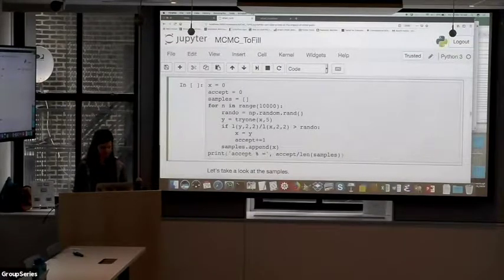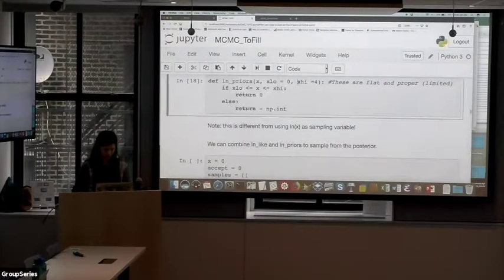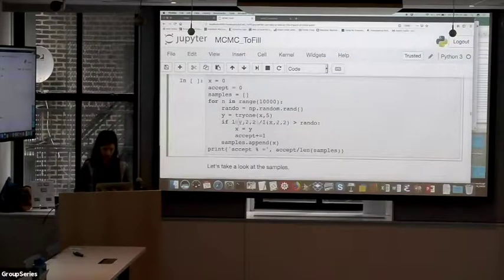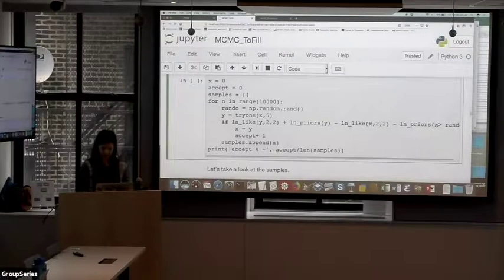Okay, so this is still the same part. Here I don't have to do anything. So here, what I want to do is, rather than L, the likelihood, did I call this function? Ln like. Okay, and then I'm going to add my prior, Ln priors, right? And then I'm going to subtract Ln like of the old point and Ln priors of the old point.